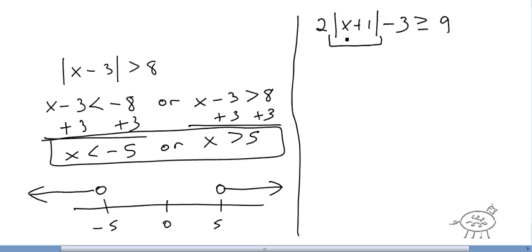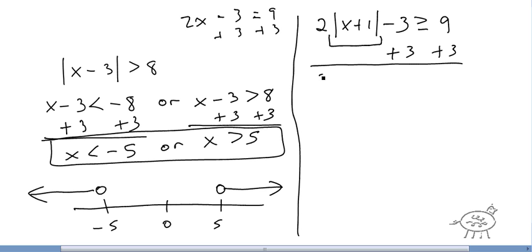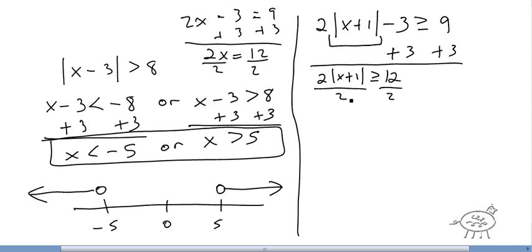So this problem is just like a problem like 2x minus 3 equals 9. Okay, the first thing you do is you add 3 to both sides. So same thing here, I'm going to add 3 to both sides. So 2 times the absolute value of x plus 1 is greater than or equal to 12. Then you divide both sides by 2. Absolute value of x plus 1 is greater than or equal to 6.